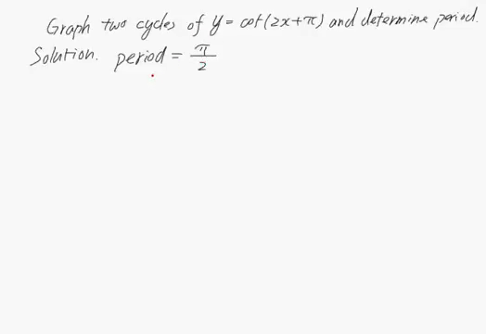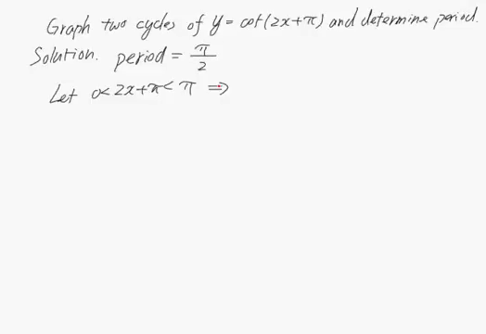So to find the values of x which complete one cycle, the fundamental cycle, we set 2x plus pi greater than 0 and less than pi, because the fundamental cycle of cotangent x is from 0 to pi. Now let's solve this inequality for x. So we just subtract pi from each part.